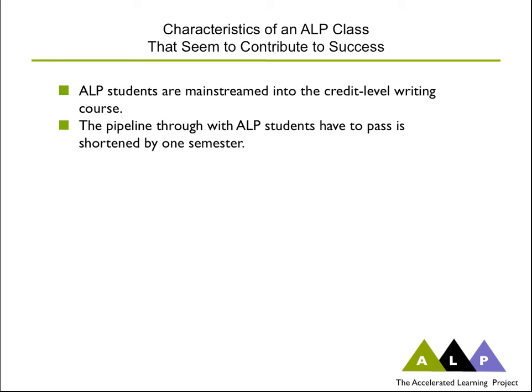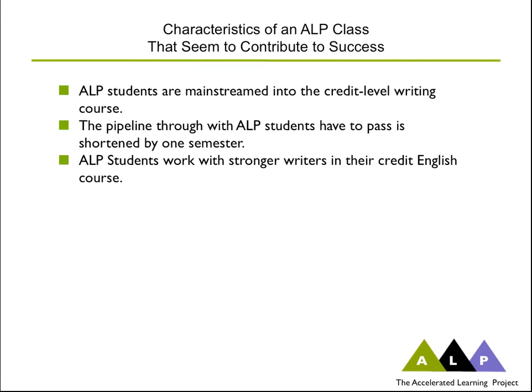We actually think the longer the pipeline, the worse. Students may have to take two developmental courses, or in the case of math at our school and some writing at other schools, three developmental courses. The longer that pipeline, the more chances they will give up and drop out along the way.